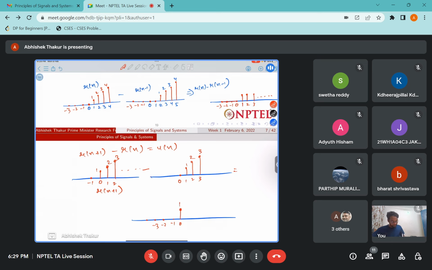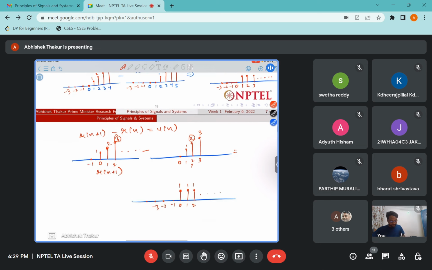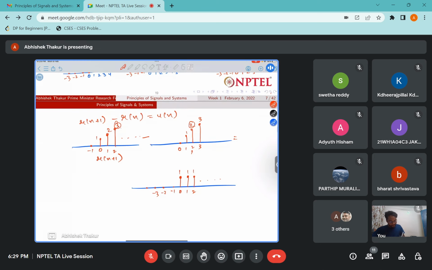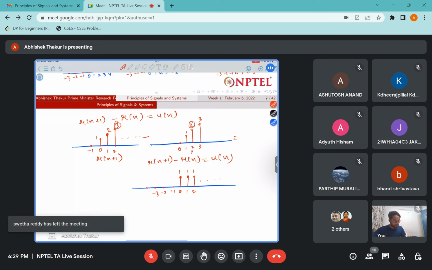At 1, it will be 2 minus 1, that will be equal to 1. At 2, you can say it is 2, and here it is 3. So 3 minus 2, that is equal to 1. So on. So this is our unit step function, that is Rn plus 1 minus Rn, that is equal to Un. So here also we can see the derivative of ramp, that is when you do Rn plus 1 minus Rn, that is derivative in discrete domain. So that is equal to unit step function.